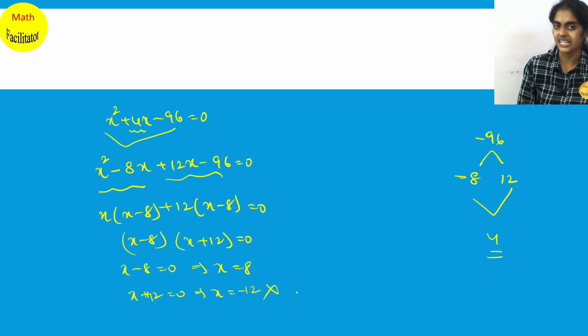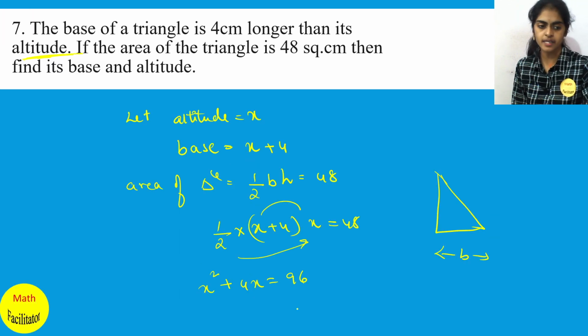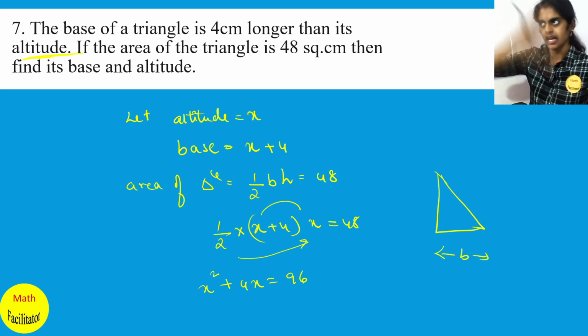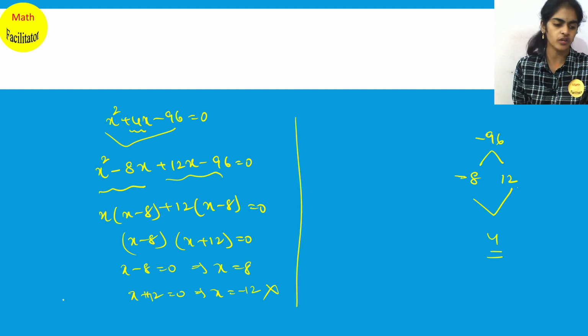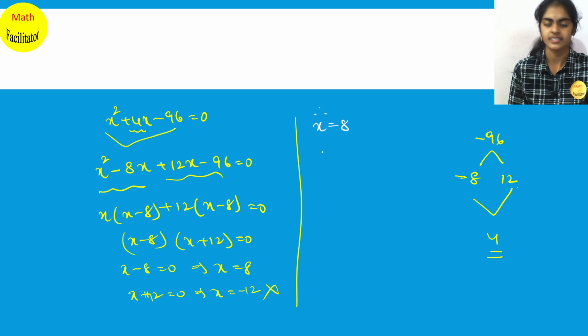But x equal to minus 12 cannot be possible because x is nothing but the altitude of a triangle. The height of a triangle can never be negative. It is a length, isn't it? Same logic that we used for the first question of this class. Okay. So therefore x equal to 8 is the correct answer, which means altitude is equal to 8 centimeter.